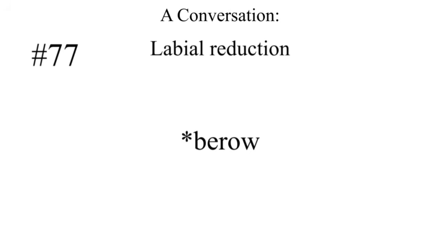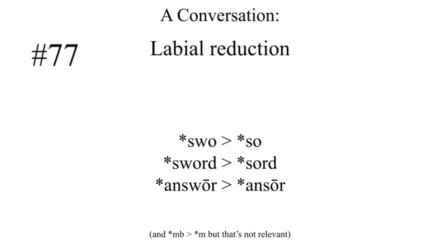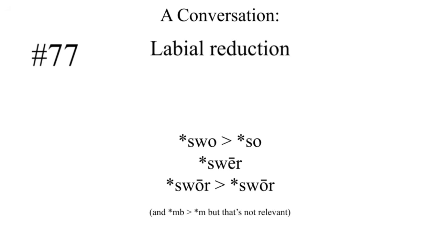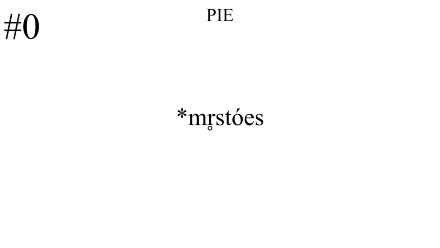There was a rule in Middle English that swore was to be pronounced as so. Sword became sword. Answer, which was pronounced answor at this point, became ansor, but swore stayed as swore. Why? Because its lemma is swear. This happens across English, but it's not a universal rule. Words like thought separated from their lemmas, and so it shall be with mrstoes.